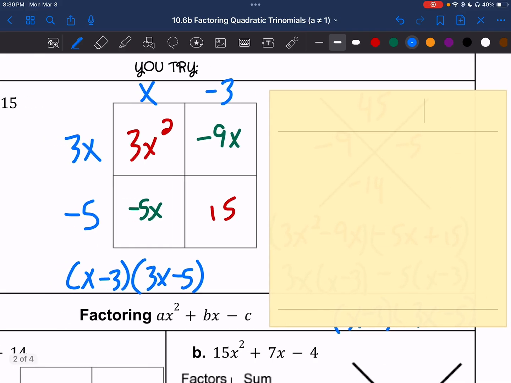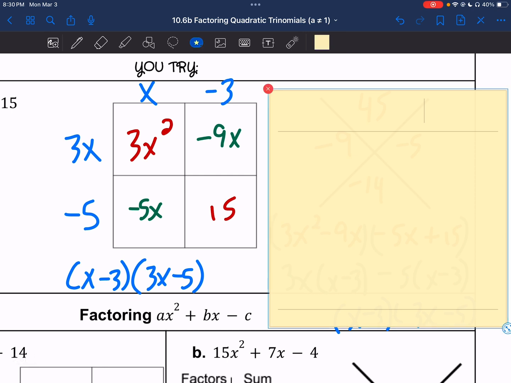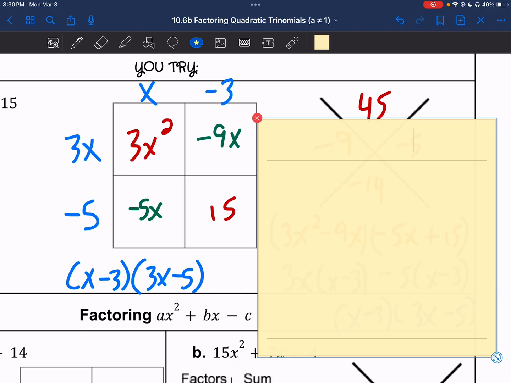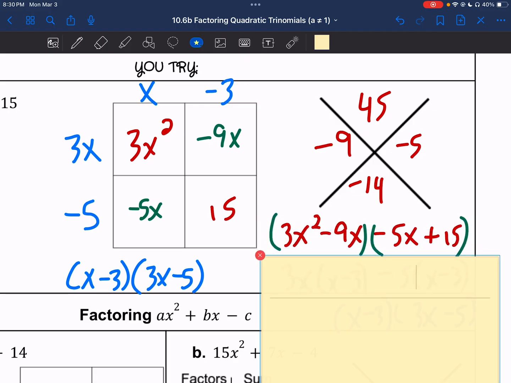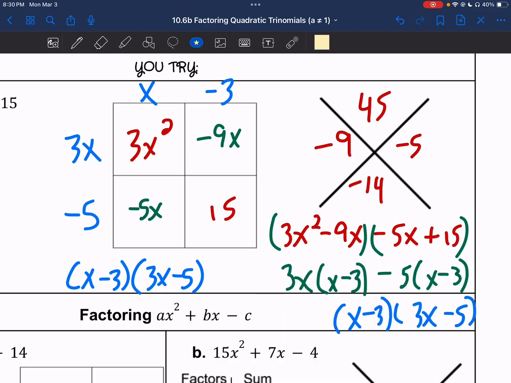Okay, so now if we were to go over to our alternative method here, what we're going to see is that we have our x at the top. We've got 45 is the product we're trying to find, and it's negative 9 and negative 5. We know this already. And it goes to a sum of negative 14. So the first step was writing 3x squared minus 9x minus 5x plus 15 and grouping it. And when I grouped it, I found that I had a common factor of 3x in my first parentheses, and I had a common factor of negative 5 in my second parentheses. So when I bring out then my common factor of x minus 3, I'm left with 3x and minus 5.